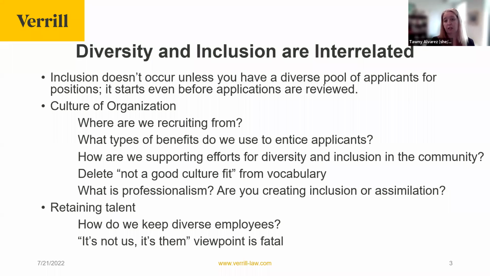We're going to talk about this in a lot more detail, and we're talking about pay equity concerns, but these are things, especially in today's job market, that you're going to want to keep at top of mind. Are we supporting efforts for diversity and inclusion in the community? The more you tout a position of diversity and inclusion, the more your applicants are going to ask for proof as to how you're living up to this.